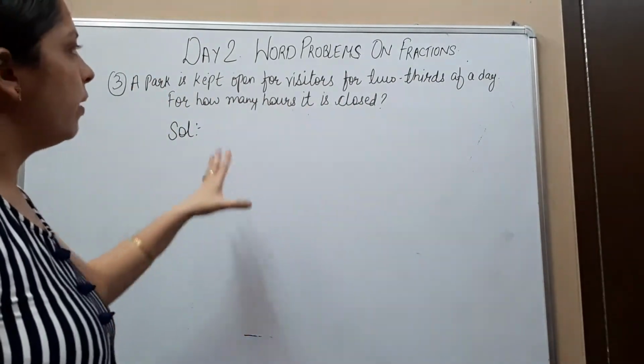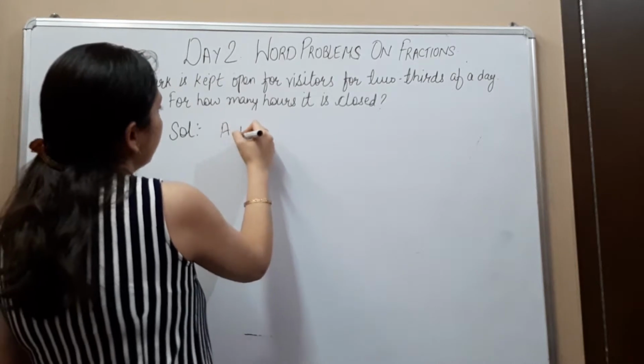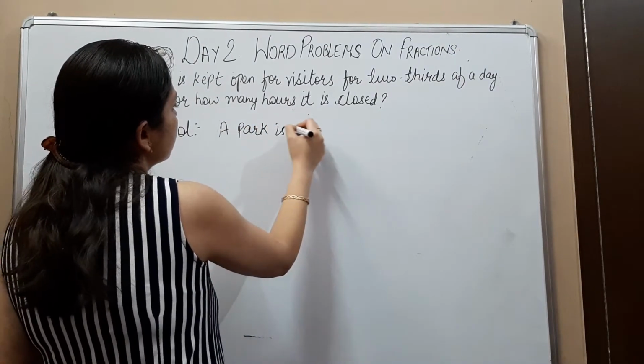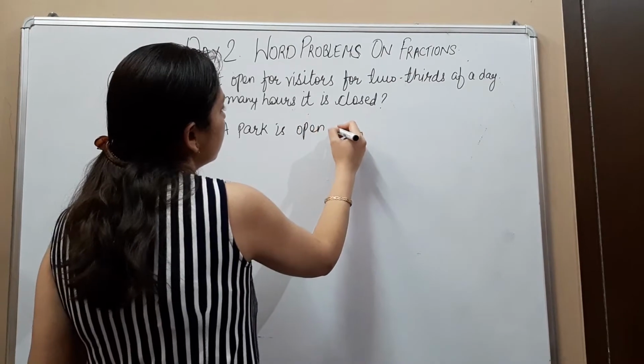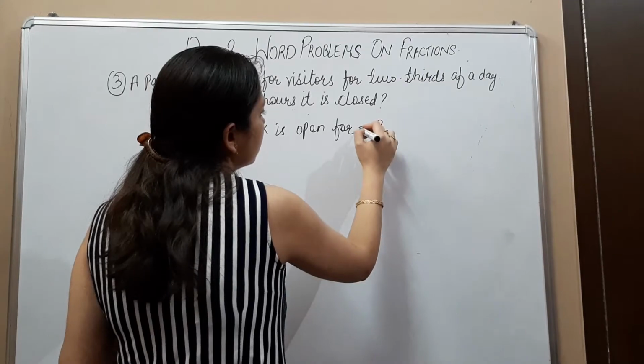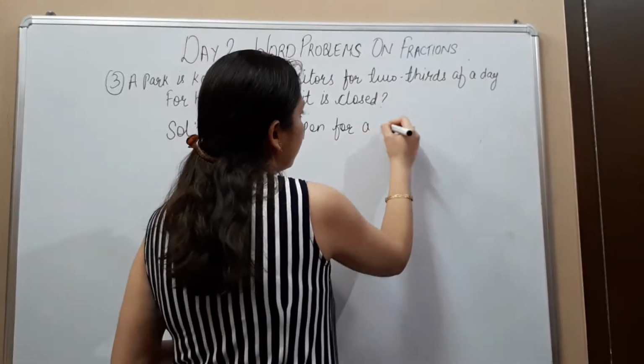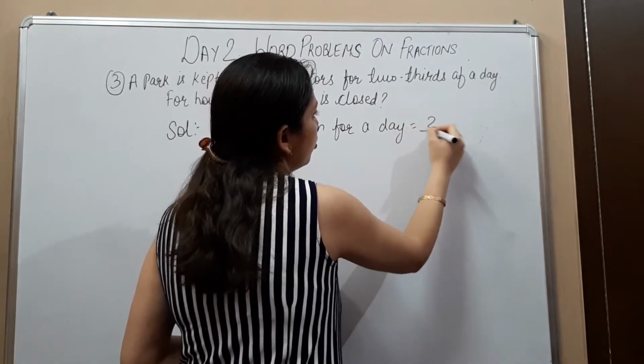See, there are two parts to this question. One is open and one is closed, and the whole is one. So what we will do? We will subtract. So a park is open for a day, which is equal to 2 by 3 part.